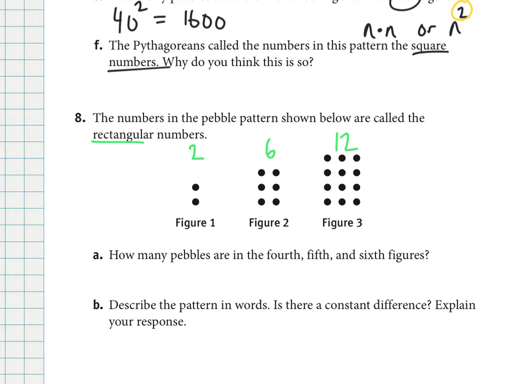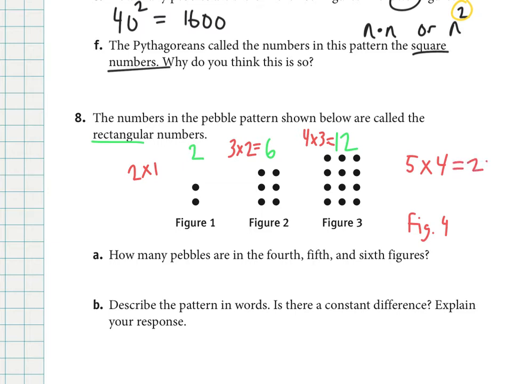Okay, so what would happen in the next couple figures? So let's think about what was going on here. Again, this one, there were 2 rows with 1 each. In figure 2, there were 3 rows with 2 each. Then we had 4 rows with 3 each. So in the fourth figure, if this pattern continued, it should be 5 rows with 4 in each row.